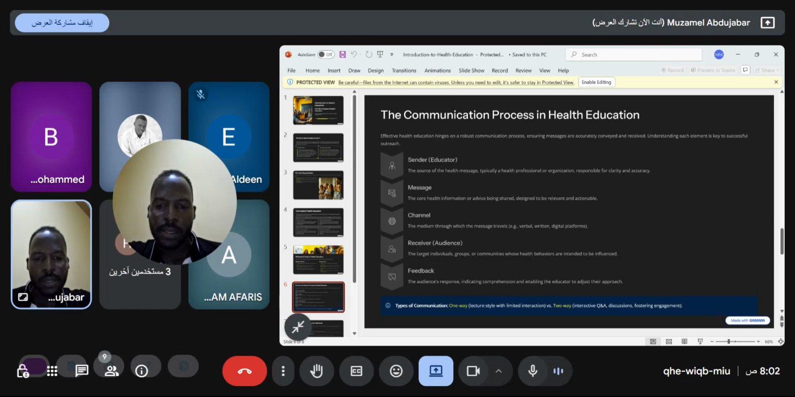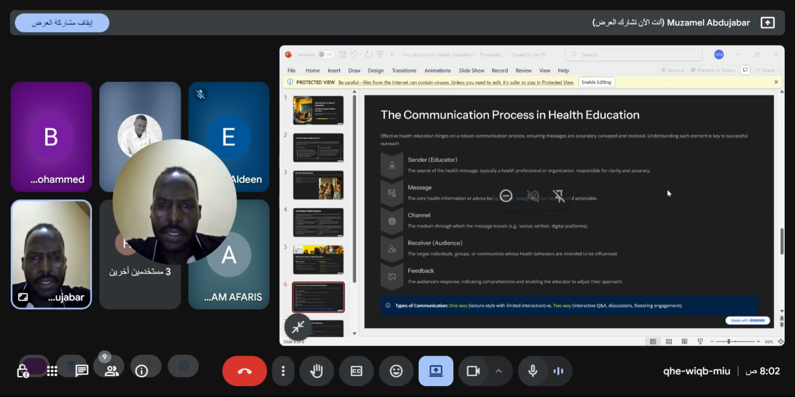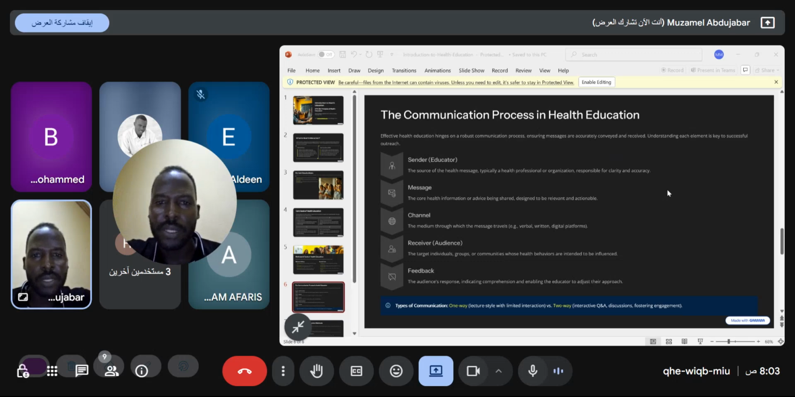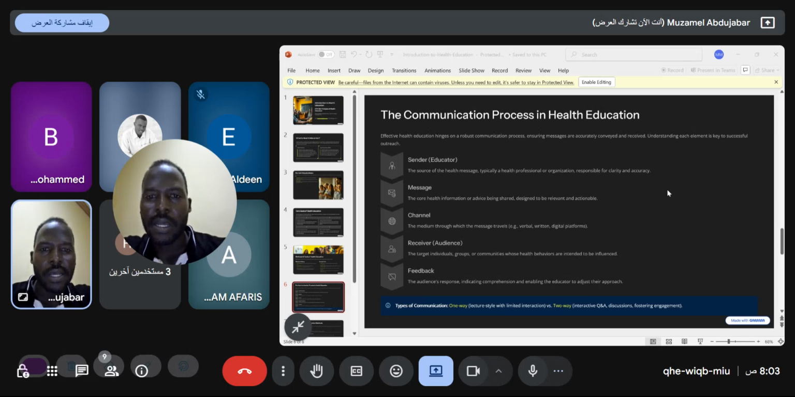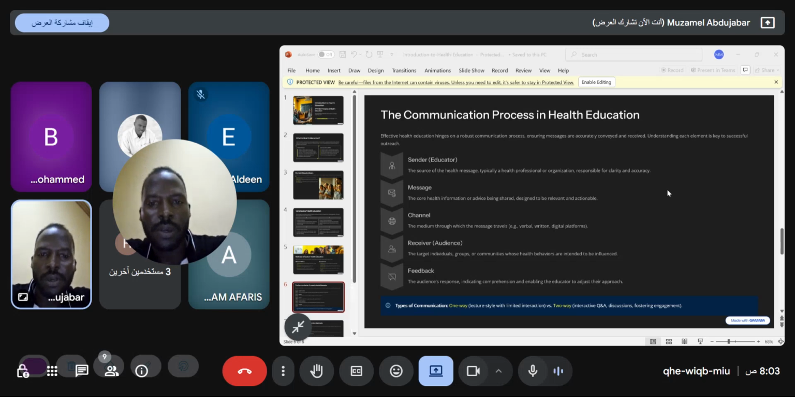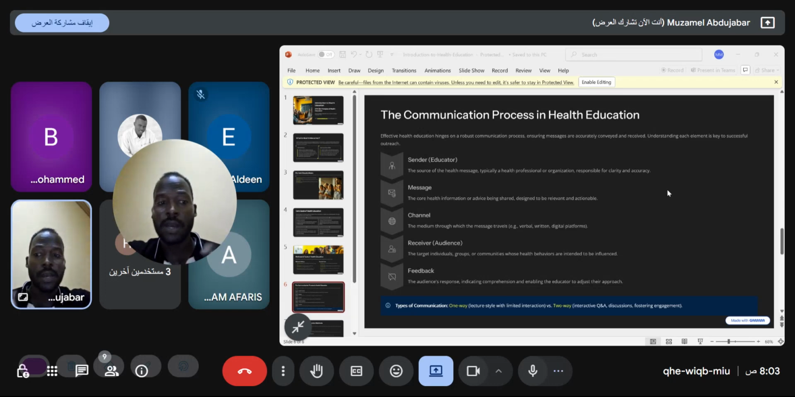Now let us look at the communication process. The communication process in health education is very important to understand, because it is how you do education. Effective health education relies on a robust communication process, ensuring the message is accurately conveyed, received, and understandable. A good health educator must make sure the message is clear, well transferred, and well received.